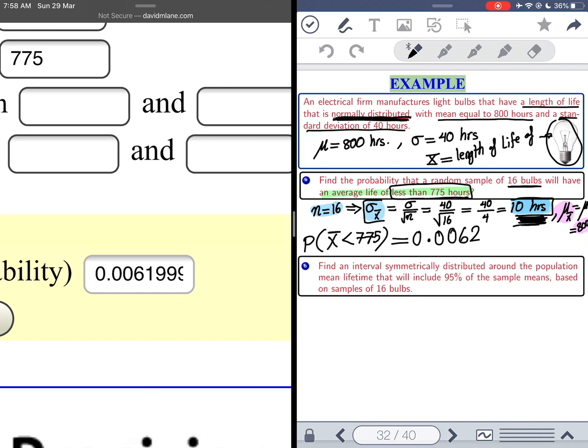So what we're getting is 0.0062 approximately, which is 0.62%, less than 1%. The probability that if you take a sample of 16 bulbs, they will have an average life less than 775 hours. Notice that this is exactly the same as what we've done before. You just have to enter the right mu and the right sigma.